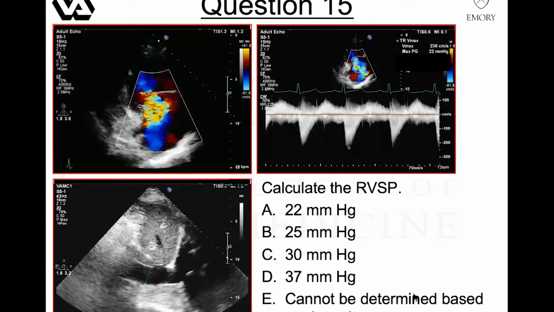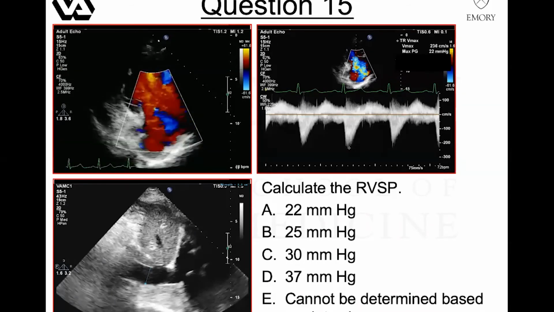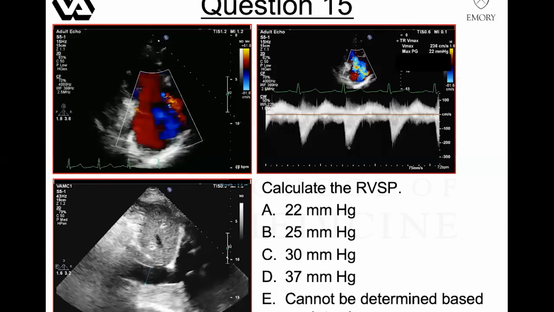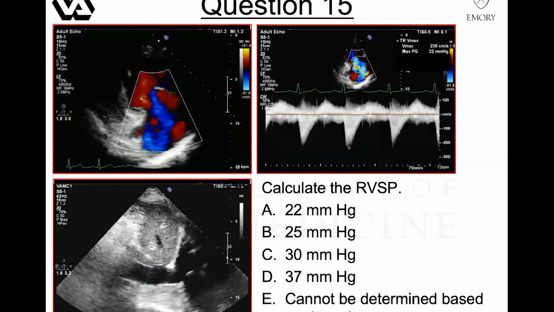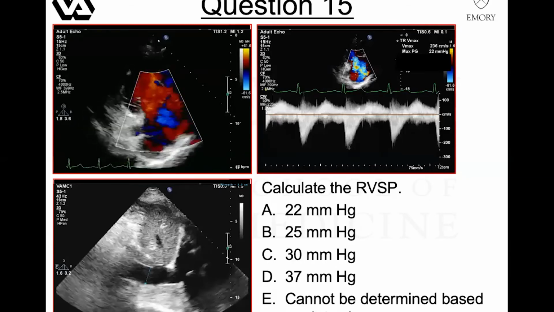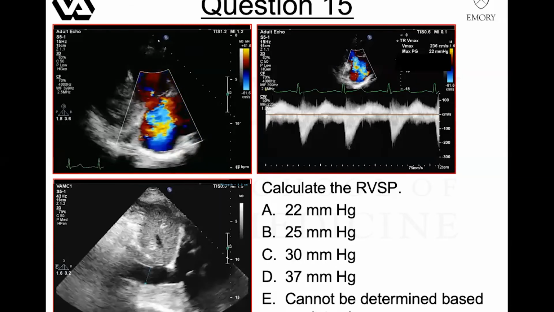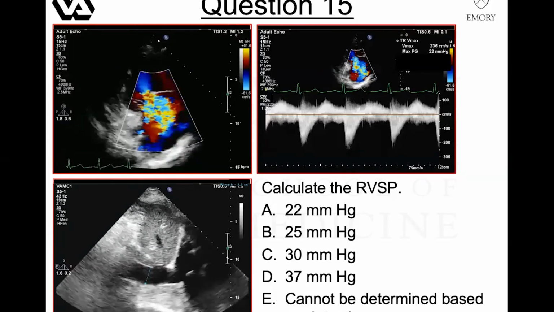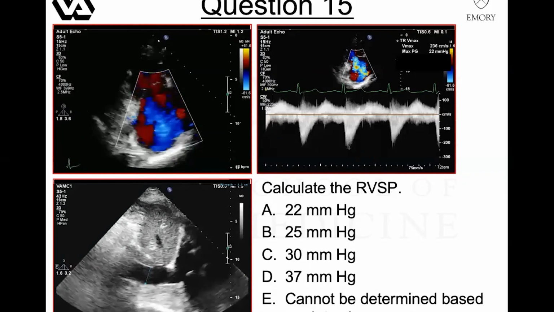So just remember, when you have severe TR and you have this kind of envelope, the TR velocity may be underestimated by using the TR jet. Okay? Right. Yeah, so the answer here is D. Cannot be precisely determined based on data shown.